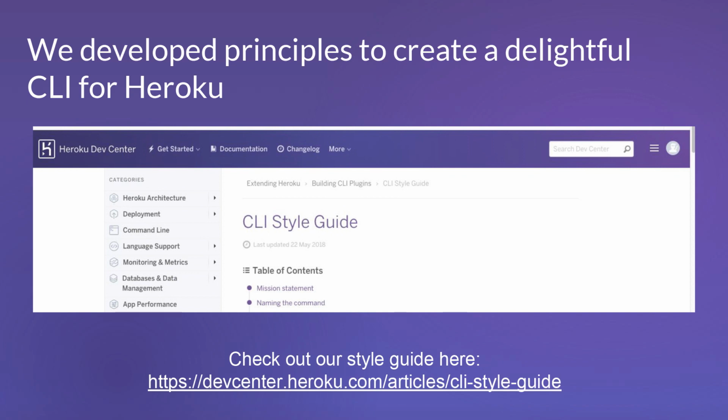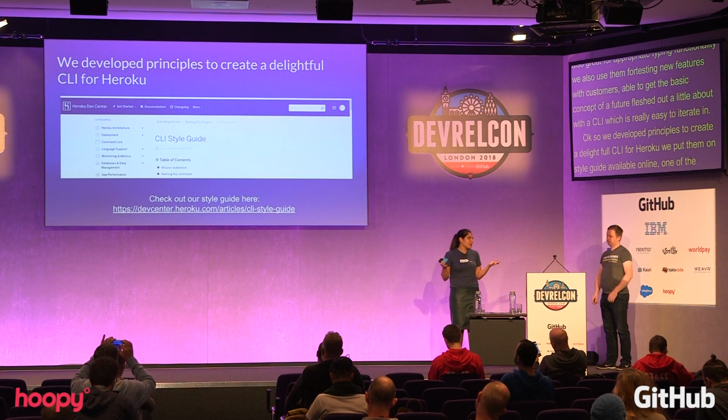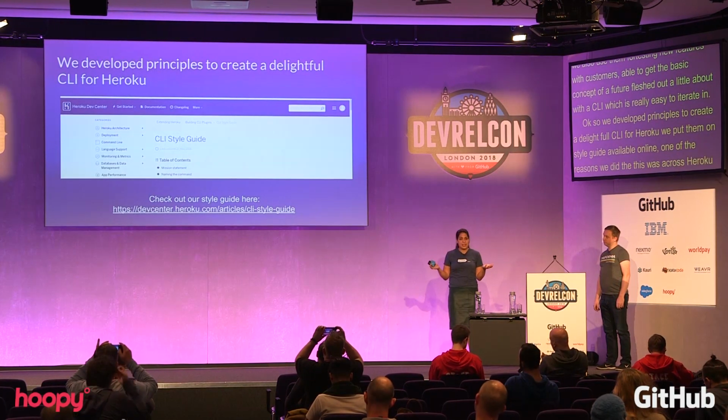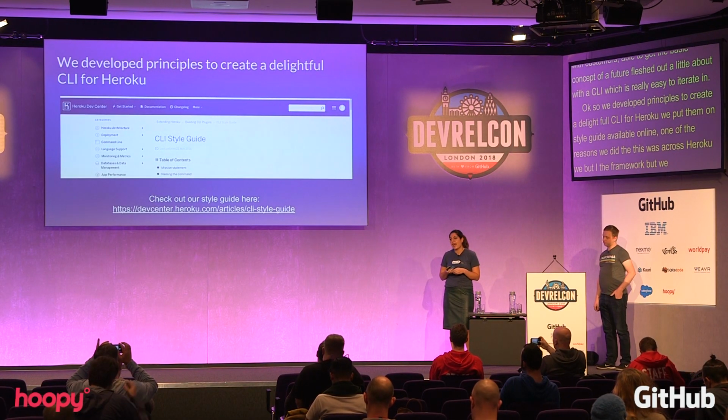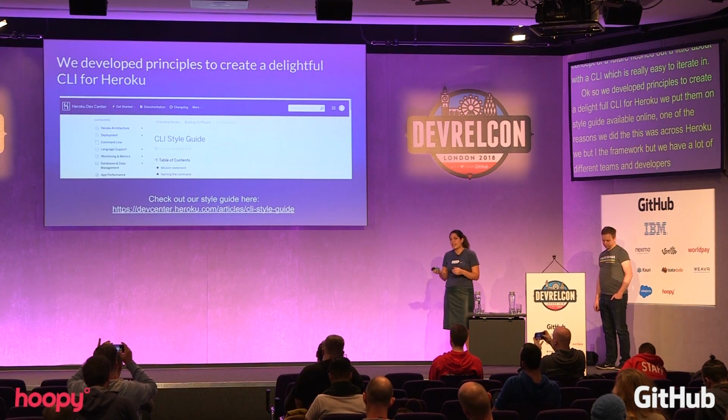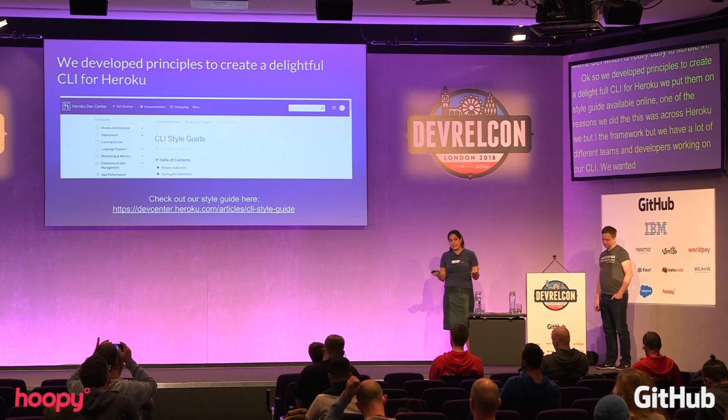OK, so we developed principles to create a delightful CLI for Heroku, and we put them all in this style guide, which is available online. It's called our CLI style guide. And one of the reasons we did this was that across Heroku, we build the framework, but we had a lot of different teams, a lot of different developers working on our CLI. And we wanted to create a consistent experience for all of our users.